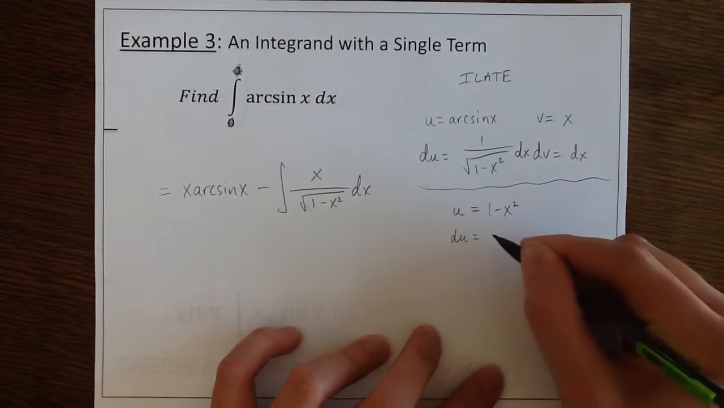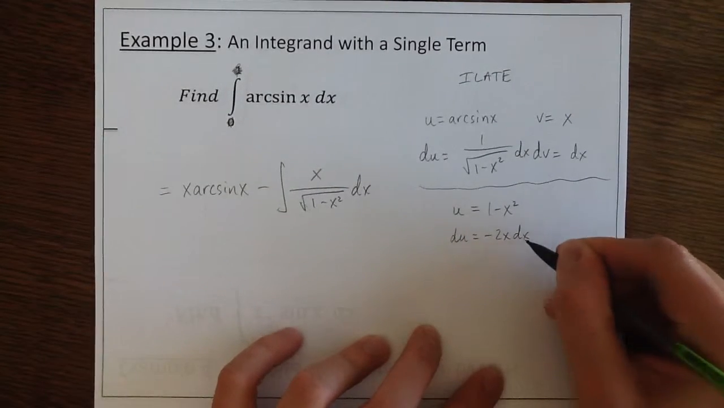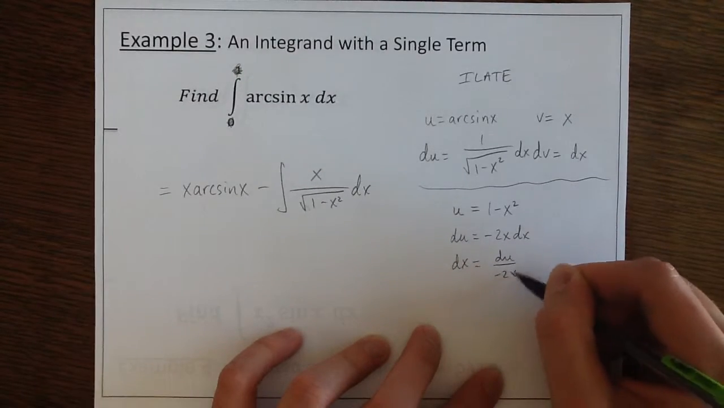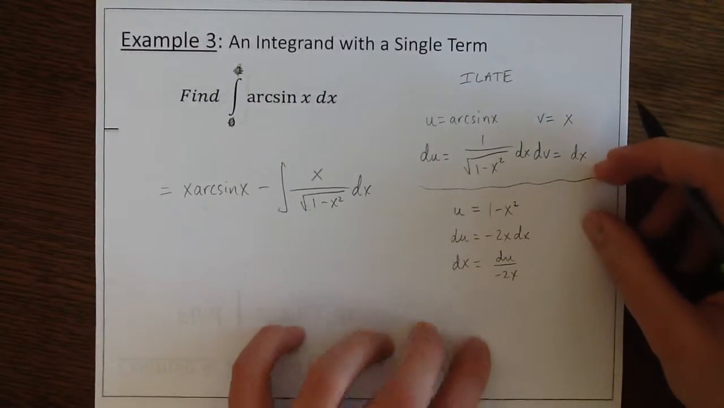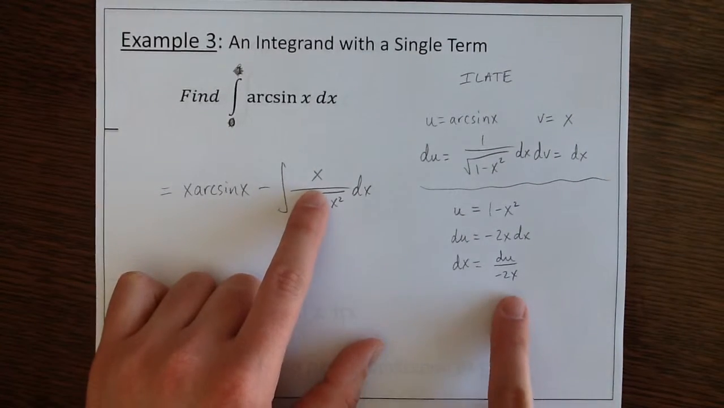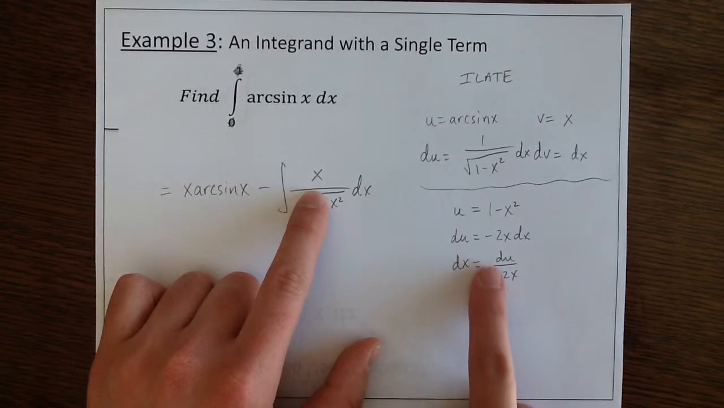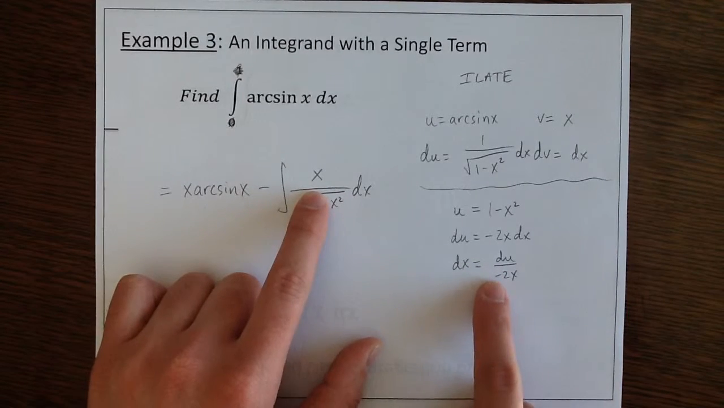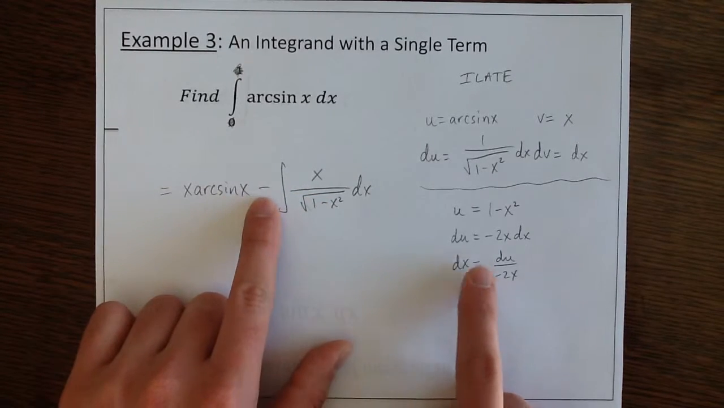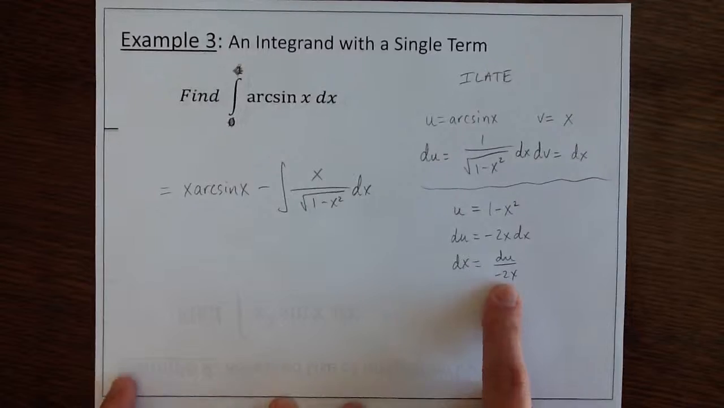Du in that case would be negative 2x dx. Then dx would be du over negative 2x. So if we know dx is du over negative 2x, that would cancel the x in the numerator and the x that we're dividing by here. But notice we also have negative 1/2 that we need to pull in front as the coefficient for the integral. But since we already have a negative here, negative times the negative 1/2 would be a positive 1/2.